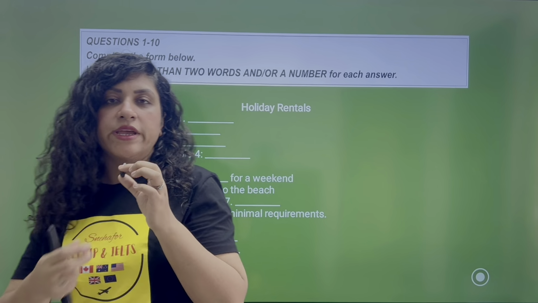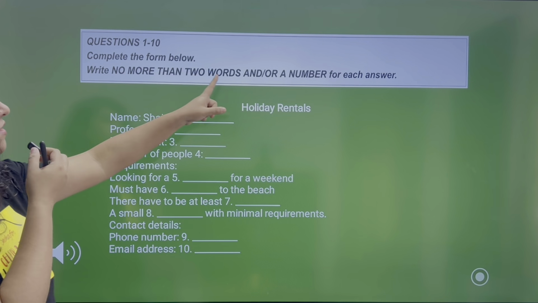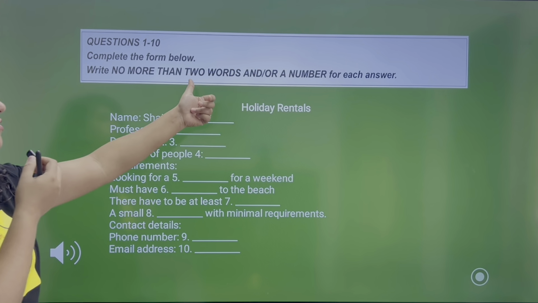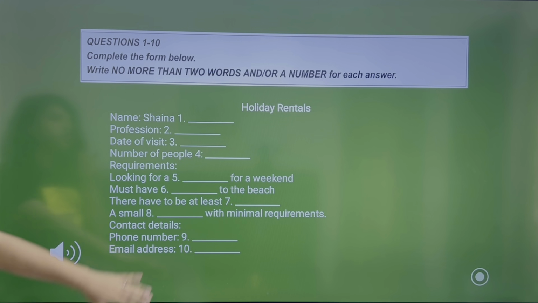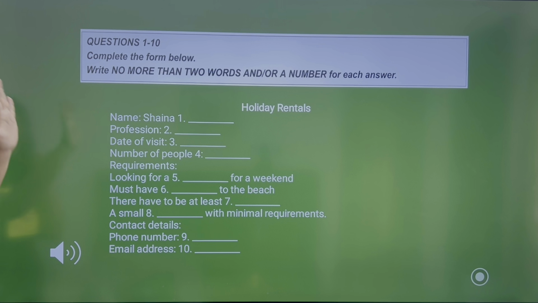All right, now, so look at the instructions very carefully. No more than two words and or a number. This is the instruction. These are the questions for you. All right, and now I'm going to play the audio. Let's do it.